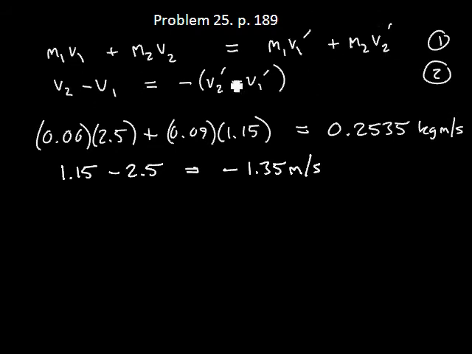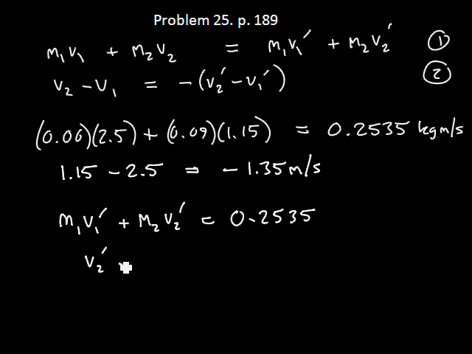So these two equations reduce a little bit to m1 v1 prime plus m2 v2 prime is going to be equal to 0.2535, and v2 prime minus v1 prime, from here, is minus this difference, so that's equal to plus 1.35 meters per second. Get the units there as well.